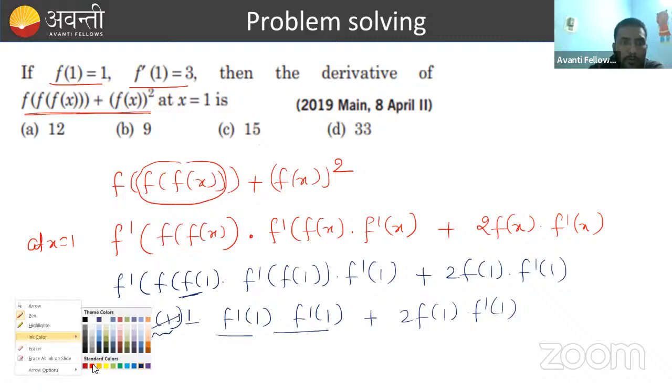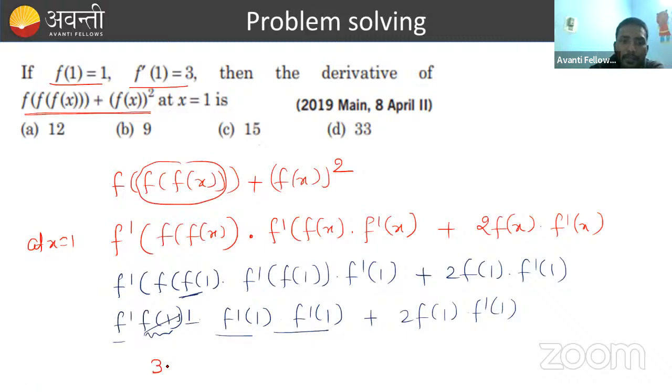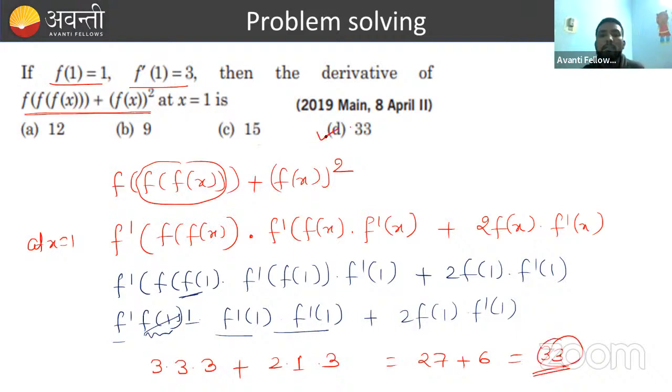So if we start putting in the values, that is 3 into 3 into 3, plus 2 into f of 1, which is 1, and f dash 1, which is 3. So it is 27, 3 into 3 into 3, and this is 6. So 27 plus 6 is 33. So what will be your answer? The answer will be 33. Is it clear, guys? I hope it is clear.